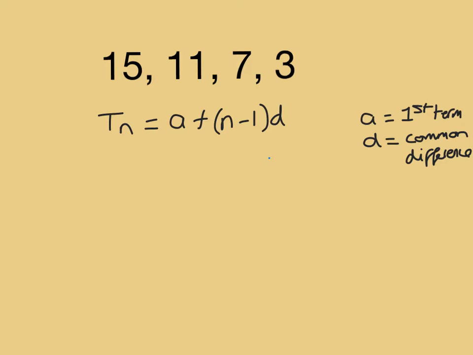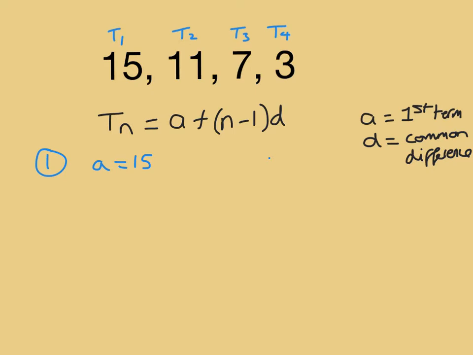So the first step that we have here, we are going to find out what my first term is, and I'm also going to find out what my difference is. So let's find out what's the first term here. Can anyone tell me? 15, yeah, very good. So we can see T1, T2, T3, T4. So we know that my first term is equal to 15. That's going to be my A in this formula.